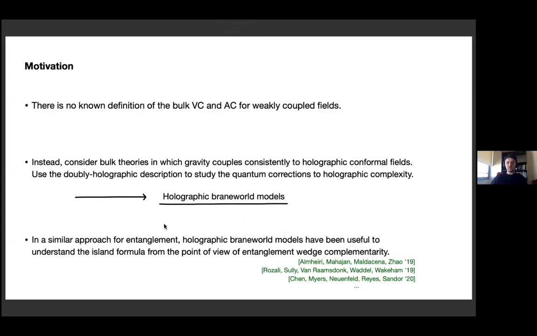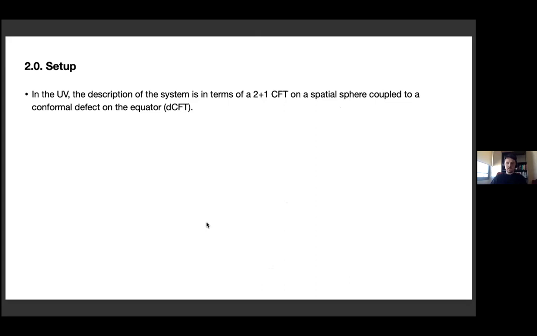So in a similar approach to study entanglement, these models have been useful to understand the island formula from the point of view of entanglement wedge complementarity. So the island formula, the island that forms in the interior of the black hole is really in the entanglement wedge of the radiation. And you can see this using a doubly holographic setup in which the island is literally connected geometrically to the radiation. Okay, so let me now talk and introduce the brane-wall holographic models that I will be using in this talk.